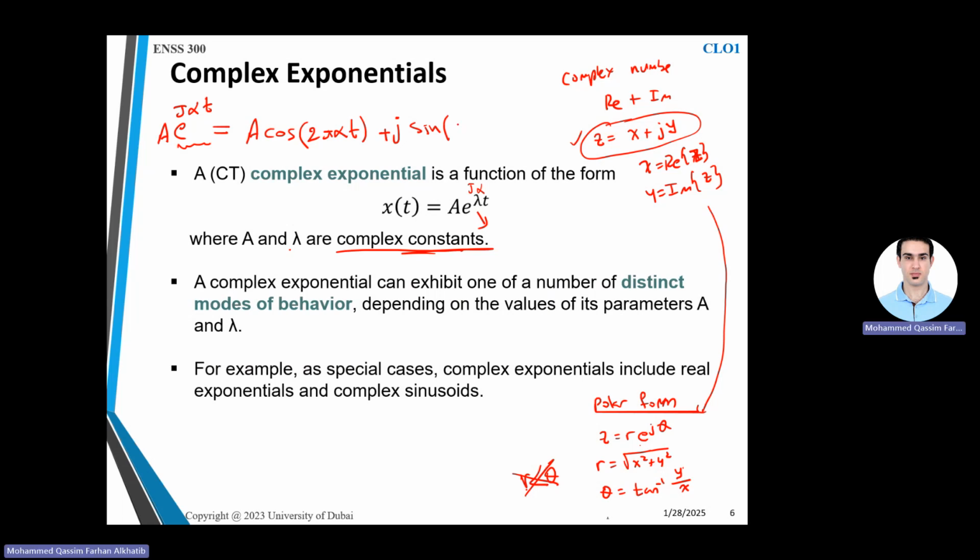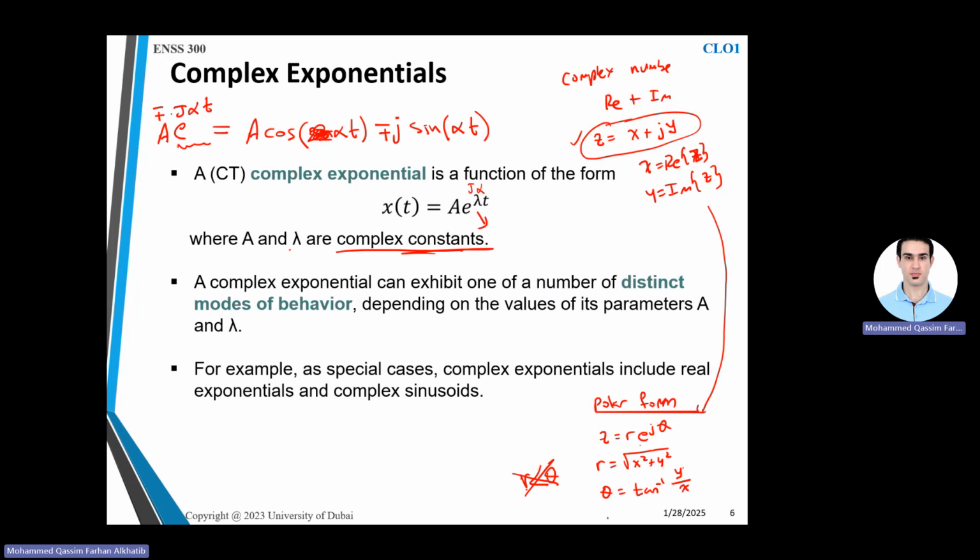Not 2 pi alpha t, just alpha t. There's no 2 pi there. And if the exponent is minus, then this sign will become minus, so we can say plus or minus. If the exponent is positive, the relationship between the sine and cosine is addition. If the exponent is negative, the relationship between the sine and cosine is subtraction.